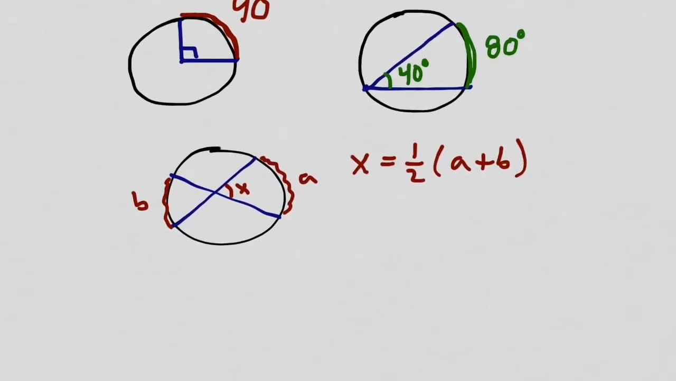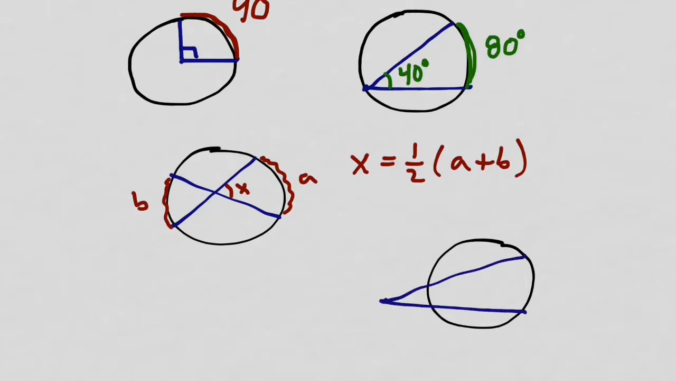In a related way, if we have a circle that's crossed by 2 lines that meet outside of the circle, then the angle formed here is going to be half the difference of these 2 arcs. So if we call this C and D, and let me call this Y, we get that Y equals 1/2 (C minus D).